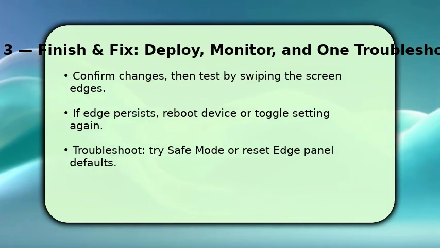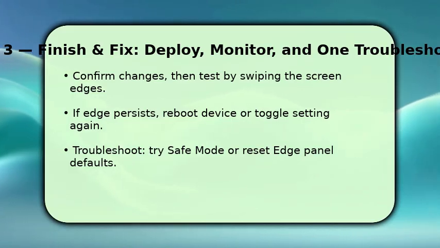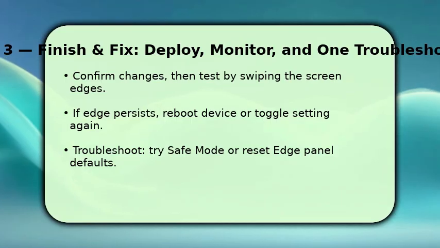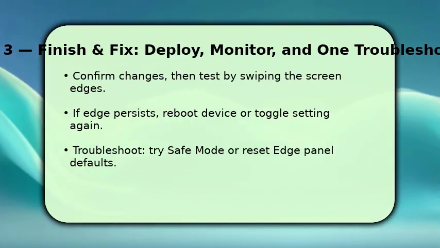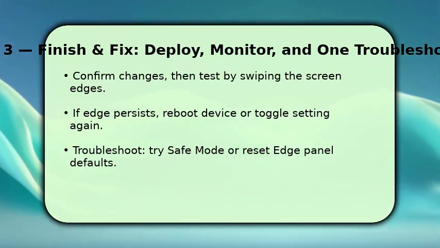If problems continue, boot into safe mode to rule out third-party apps, or open Edge panel settings and select Reset to Default. One key troubleshooting tip: if the toggle won't stick, update One UI or clear settings.